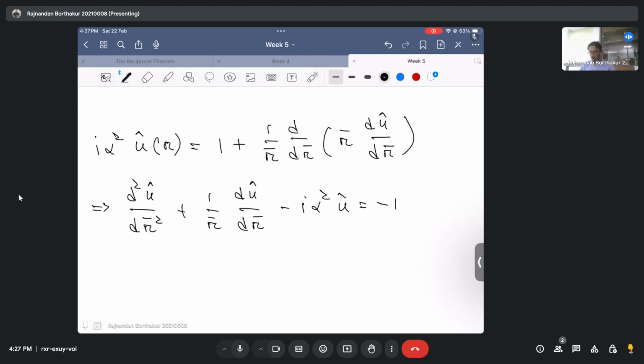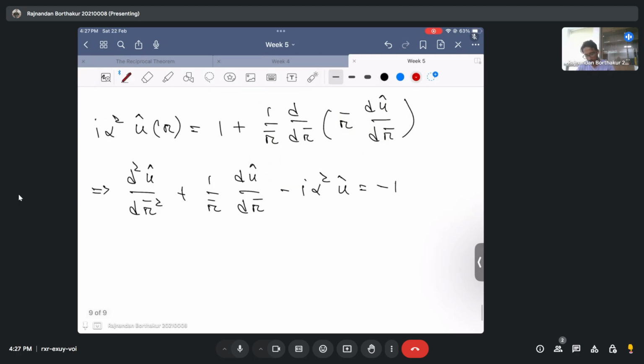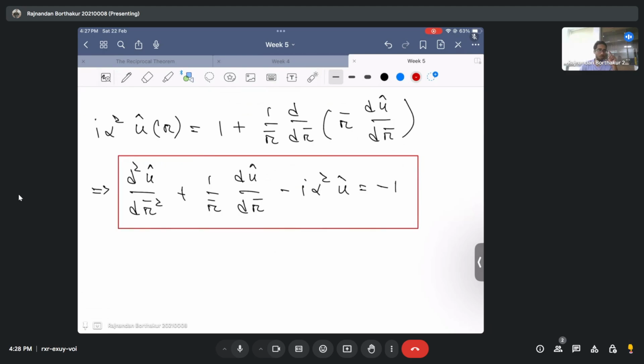All right. So basically what we did is, we got an ODE in u hat bar. Just by using that form of u bar of z, as a function of r bar and t bar, as the real part of u hat times e power i t bar, we essentially converted that PDE into an ODE of this form.